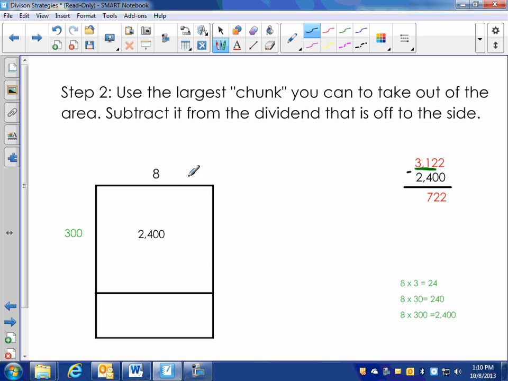So I like to think of this sort of similarly to the standard algorithm. You know that you can't divide 3 by 8, so you would take 31 divided by 8. And about how many times can you divide 31 by 8? In this case, I know that 8 times 4 is 32, so that would be too many. So we have to use 8 times 3. 8 times 3 gives us 24.